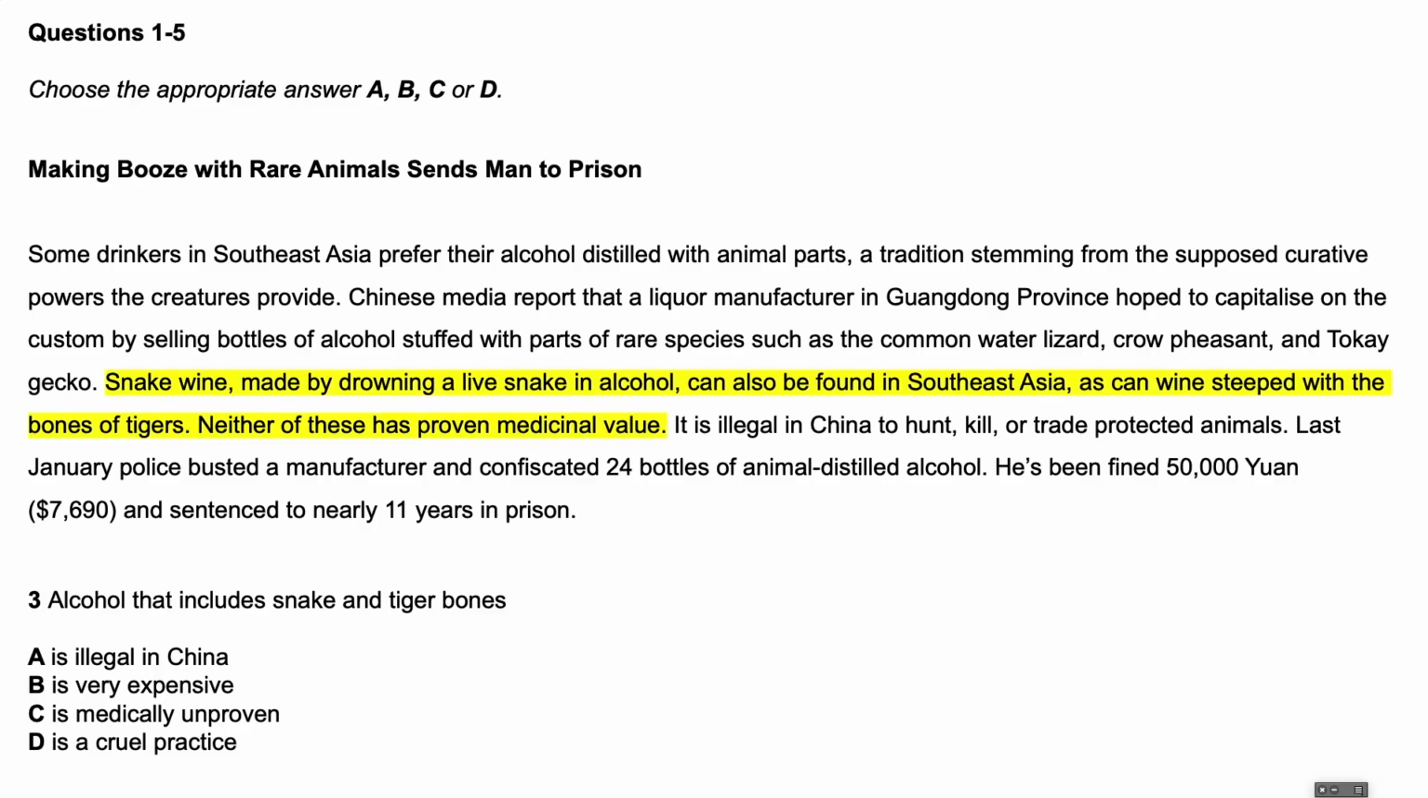So if we take a closer look, we can see this section saying, snake wine made by drowning a live snake in alcohol can also be found in Southeast Asia, as can wine steeped with the bones of tigers. Neither of these has proven medicinal value. Okay, so there's nothing written there about it being illegal in China. There's nothing written there about the cost of it or its cruelty. And if we look closely, we're specifically looking at this part of this paragraph here. Neither of these has proven medicinal value. So hopefully you got the answer there, which is 3C. That particular type of alcohol is medically unproven.